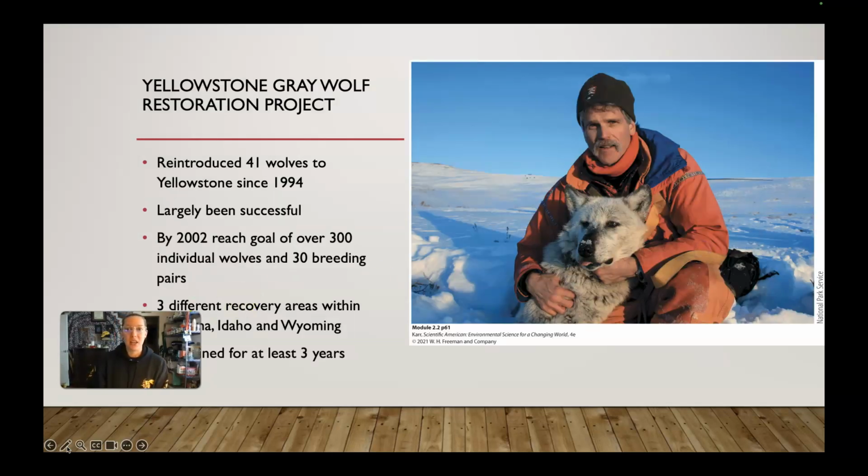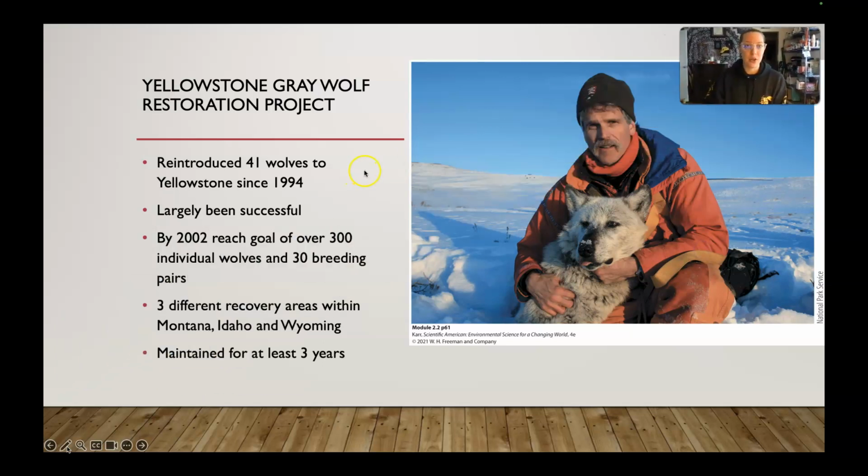This began the Gray Wolf Project for Yellowstone, where they have reintroduced 41 wolves since 1994. It has been largely successful. By 2002, the project reached the goal of having over 300 individual wolves and 30 breeding pairs in 3 different recovery areas within Montana, Idaho, and Wyoming, maintained for at least 3 years. So it did pretty good, right? This nicely shows that when humans intervene to do something good, good can come down the line.